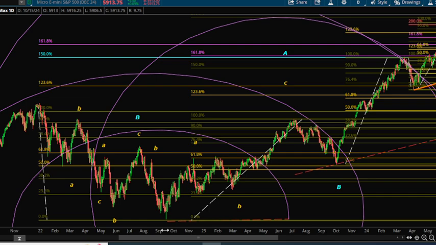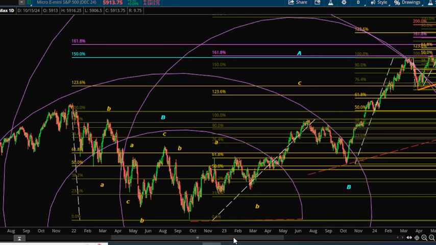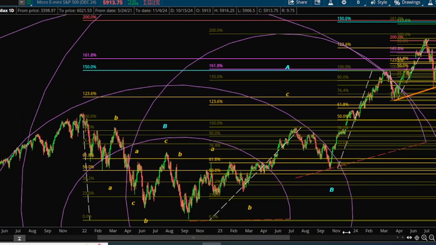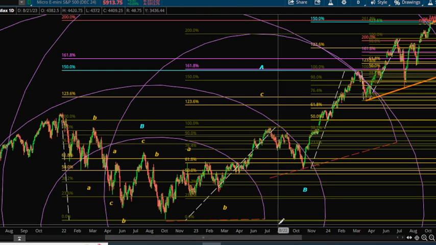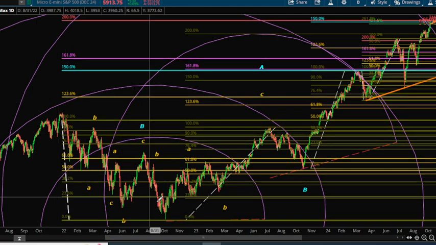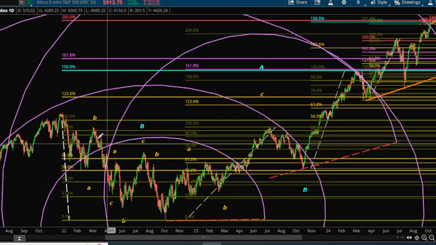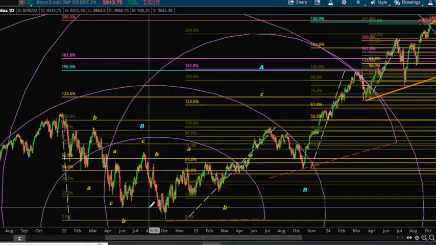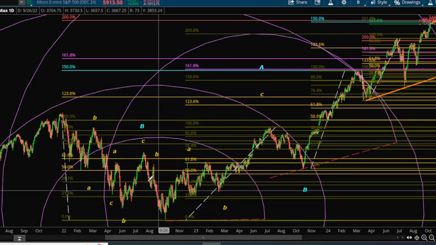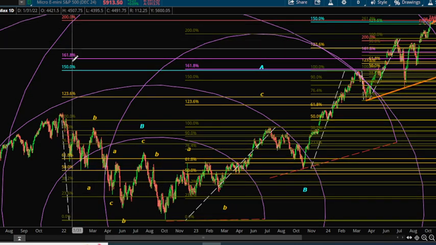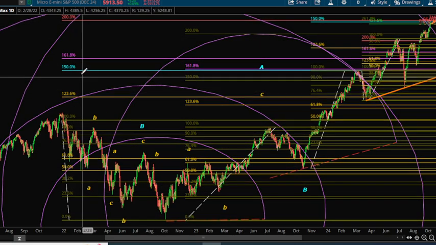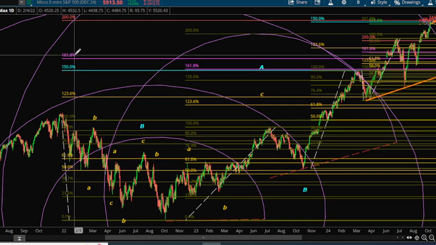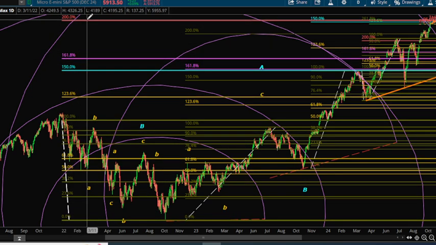So on the daily time frame here, just try to get everything in here. I think it's the best I can do for right now, but here's that A wave down. This is the most important wave to measure. This is going to tell us where the B wave is going to stop. And right now, it's blew past the 123, blew past the 161.8, and our next stop is the 200%.